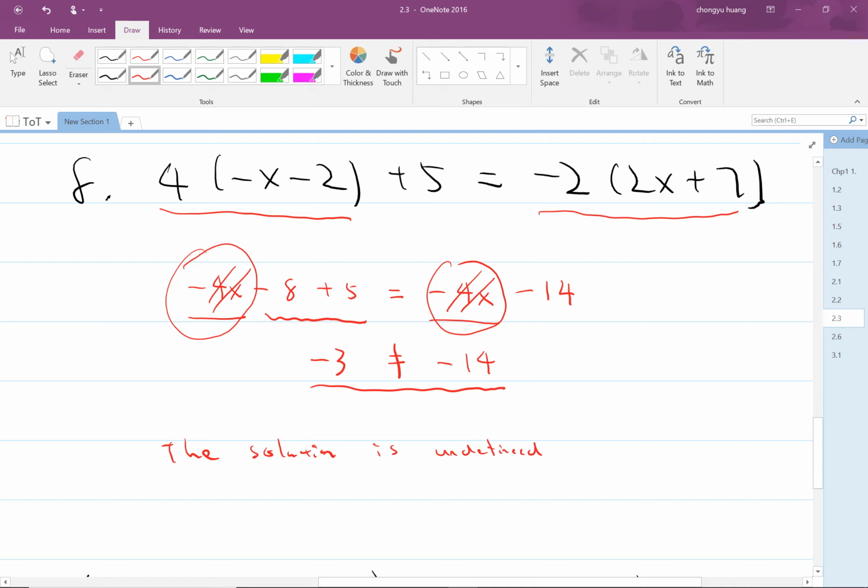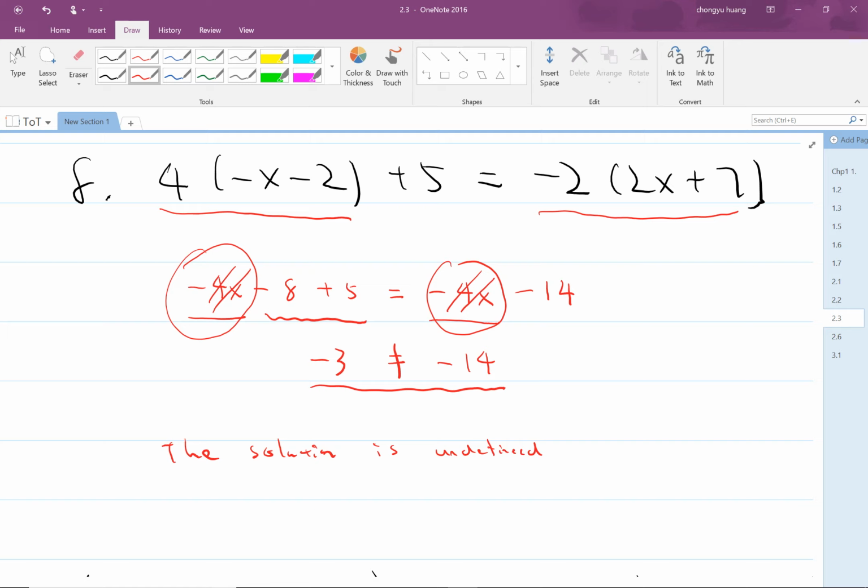So you just try to find it, okay? You're not able to find it, and then you just write it down. The solution is undefined, because you can see over here that -3 is equal to -14, and there's no way -3 is equal to -14, right? So you just write it down.